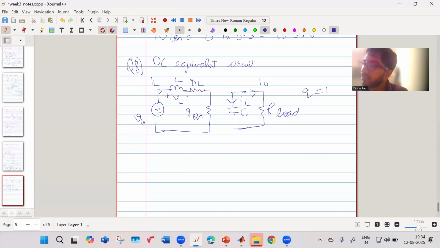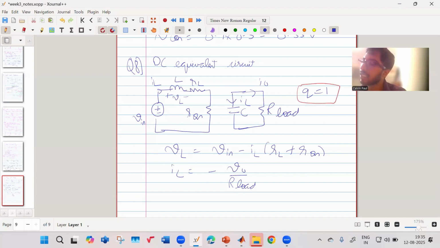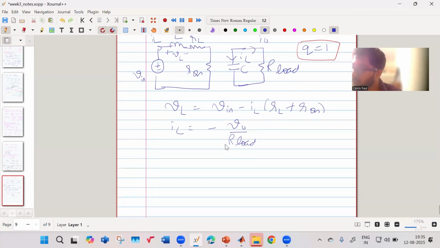When your Q is 1, your VL is equal to Vin minus IL into (RL plus R-on), and your IC is equal to minus V output by R load. This is the case when Q is equal to 1. Let us consider the case when Q is equal to 0.